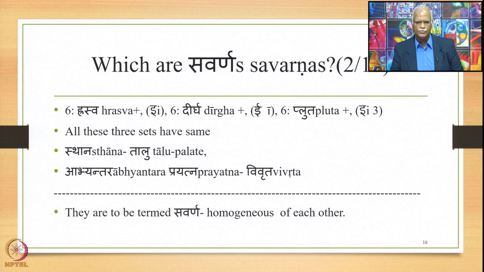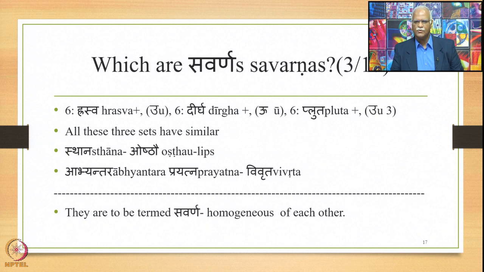By the Sutra 1169, short a is the savarna of all its varieties. Short i is the savarna of all its 18 varieties. Similar is the case with u. There are 18 varieties of u, and all these three sets having 18 varieties have similar sthana, oshtha, and similar abhyantara prayatna, namely vivruta. So all these 18 varieties are to be termed savarna of each other. Amongst them, only short u gets mentioned in the Pratyahara Sutra.